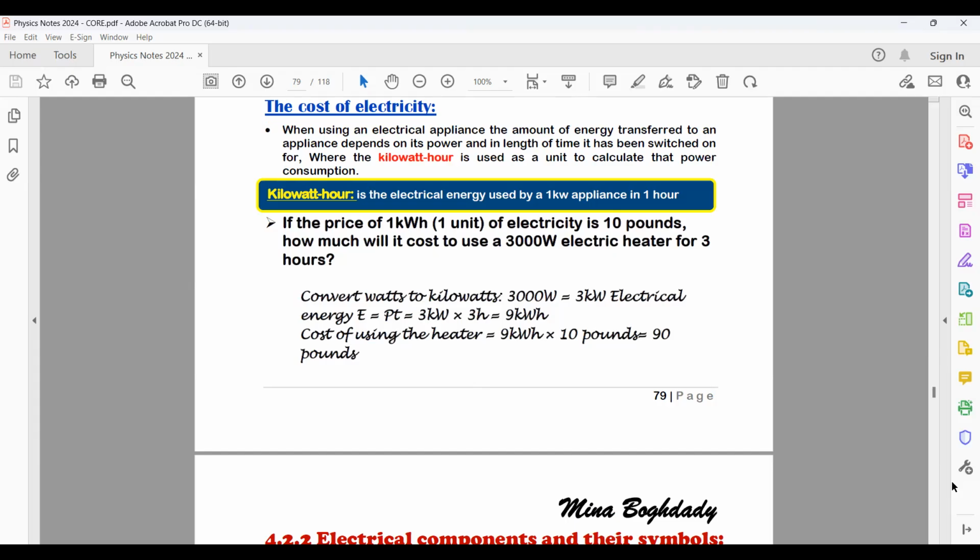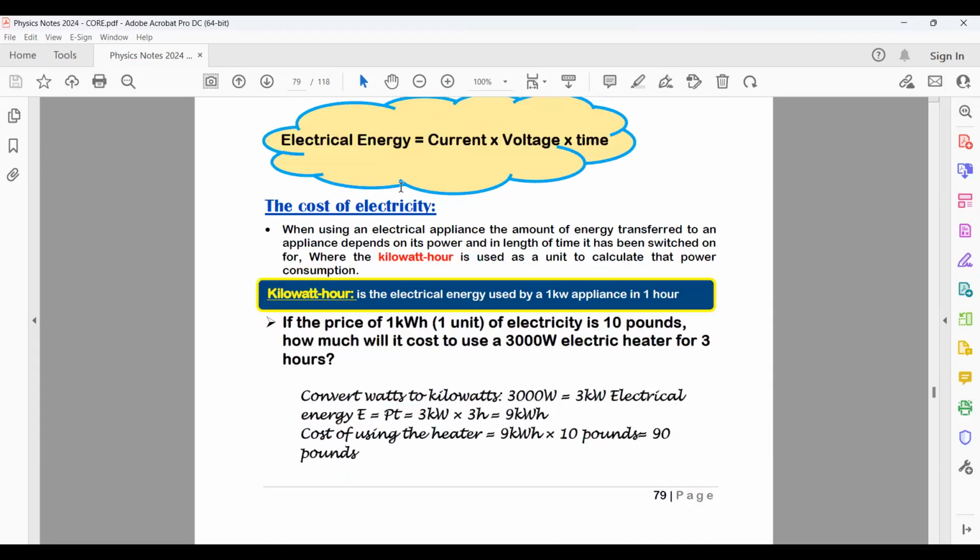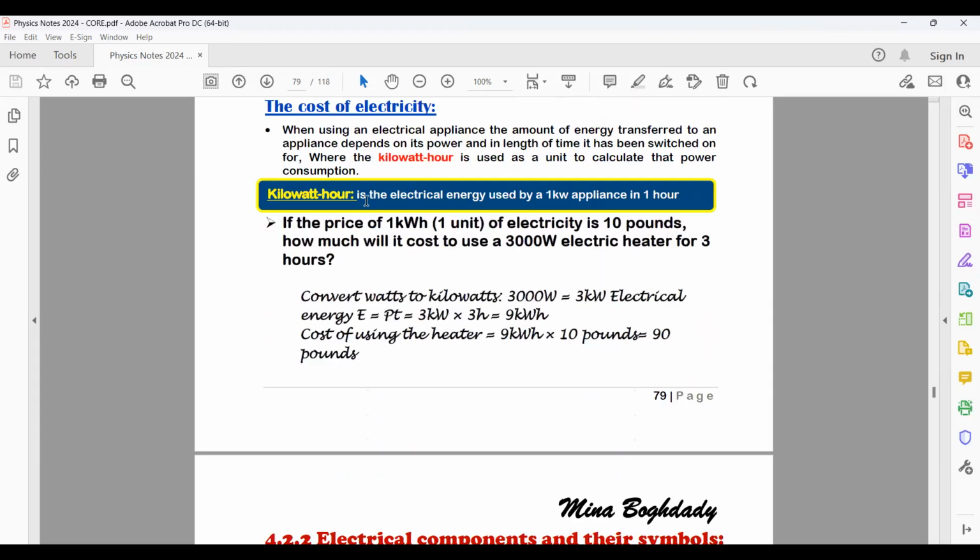Kilowatt is the unit for power, and hour is the unit for time. Power times time, as we noticed up here, is the energy. So kilowatt hour is what? It's the electrical energy used by a 1 kilowatt appliance in 1 hour. This definition is really important.